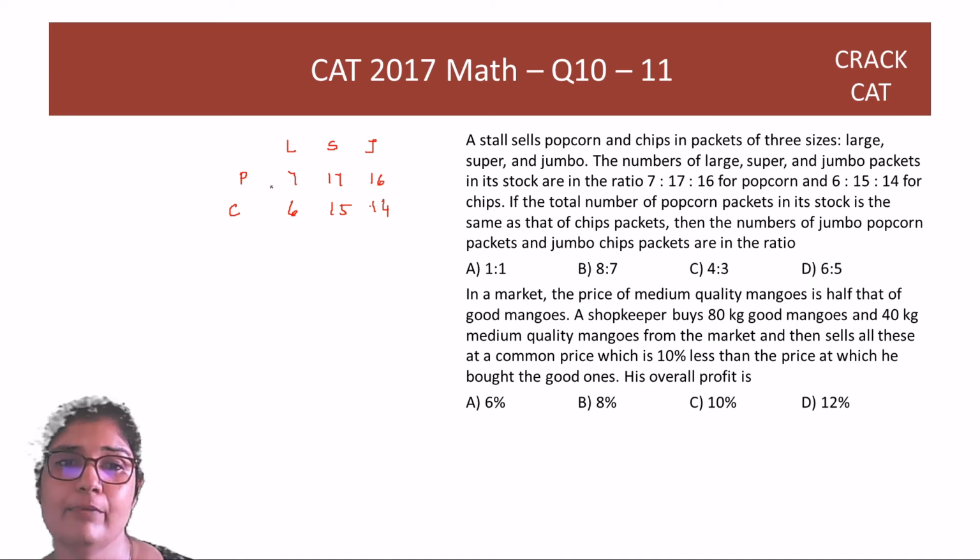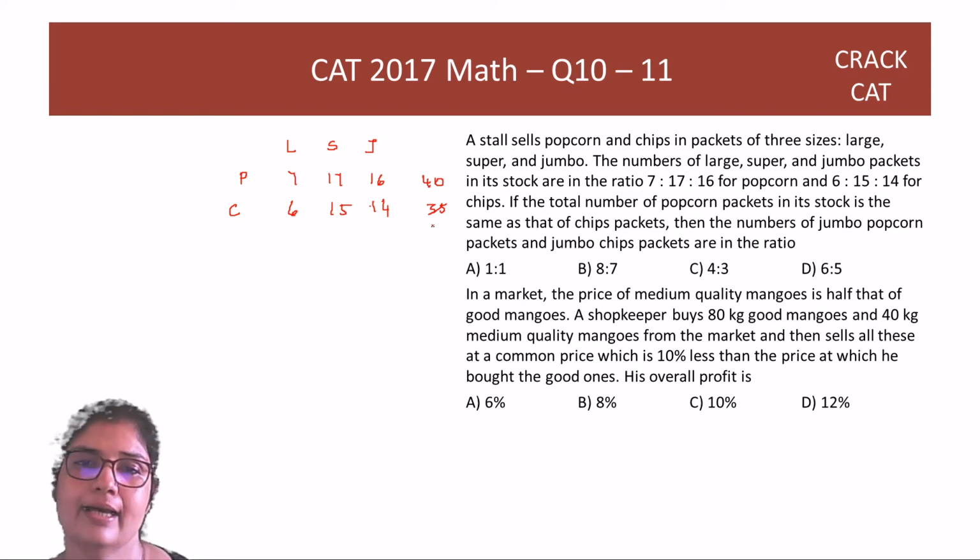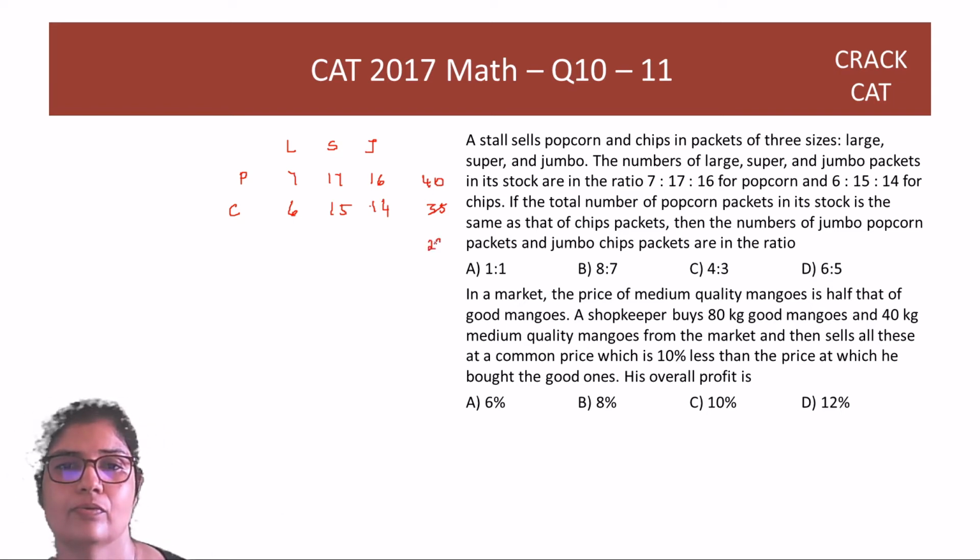If the total number of popcorn, now what is the total here? As per our ratio the total is 40. Is the same as the total number of chips. So here it is 35. So we have to make both numbers the same. Correct? I want the same number for both. Which is the number that's a multiple of 40 also and 35 also? Guys, that number is 280. So we'll multiply this ratio with 7 to get 280. 40 into 7 becomes 280. And this ratio with 8 to get 280.